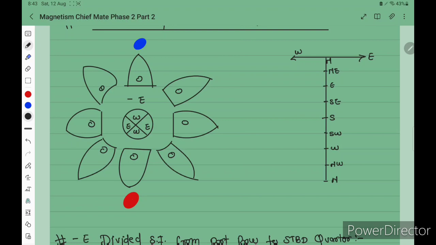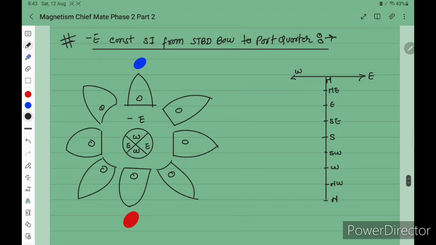Okay, so now it is starboard bow and port quarter. So this starboard bow and port quarter, and it is constant. Now where it enters, it will acquire the blue pole. Where it leaves, it acquires the red pole.